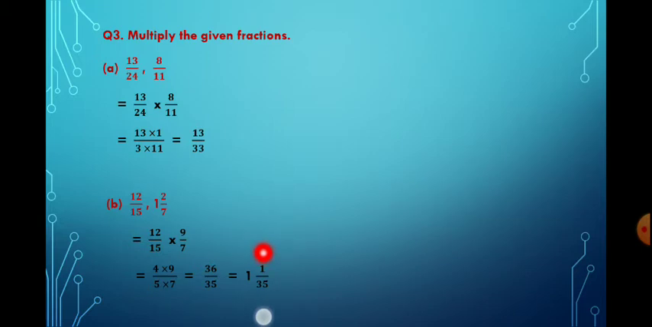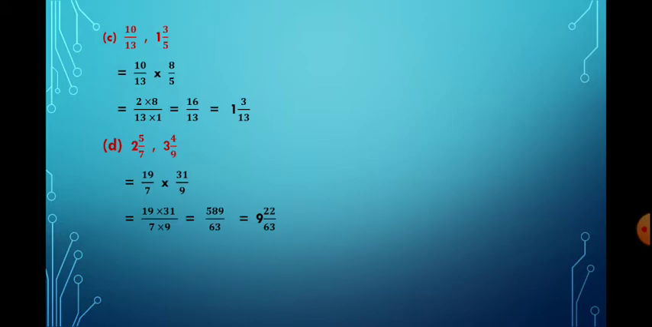Question number 3C. 10/13 and 1 3/5. So 10/13 multiplied by, now converting this mixed fraction into improper, that is 5 ones are 5 plus 3 is 8/5. Now cancellation of 5 and 10 is possible, so we are going to write it as 5 ones are 5, 5 twos are 10. So we have 2 multiplied by 8 and 13 multiplied by 1, that is 16/13. It's an improper fraction, so we can write it as 1 3/13.